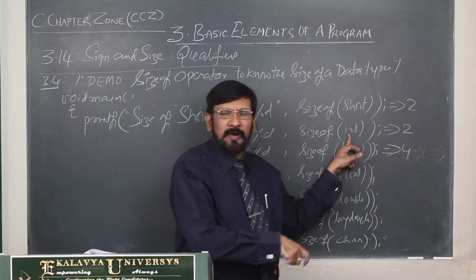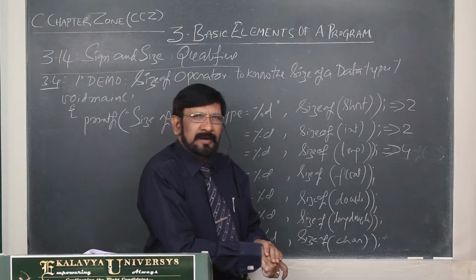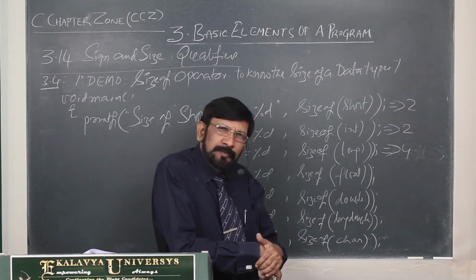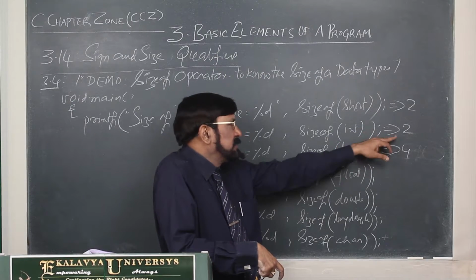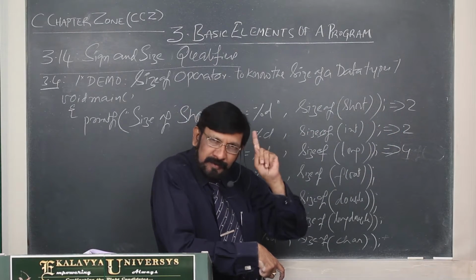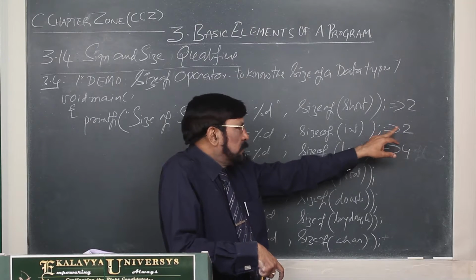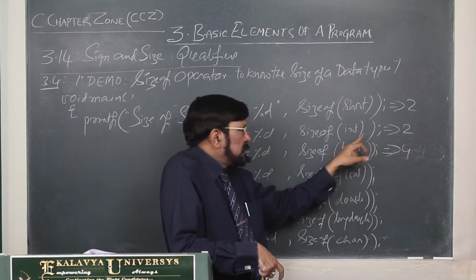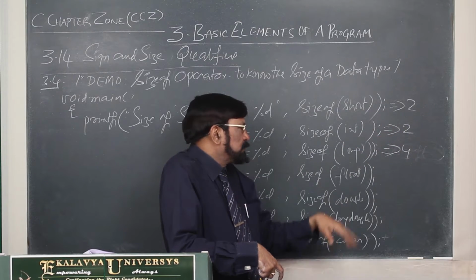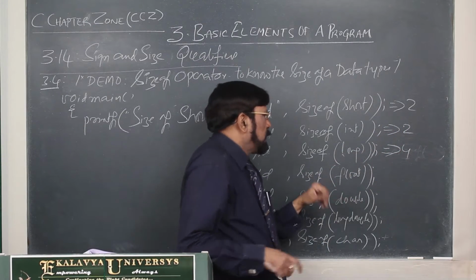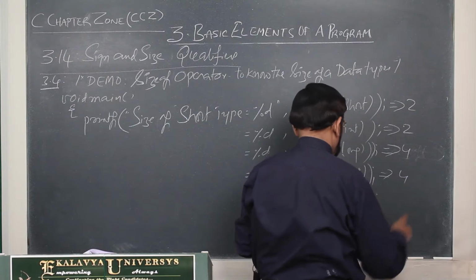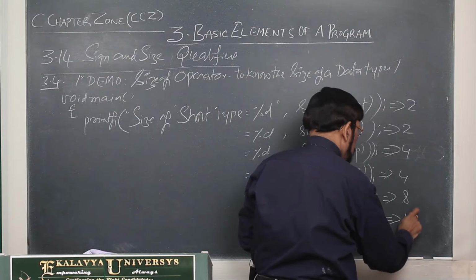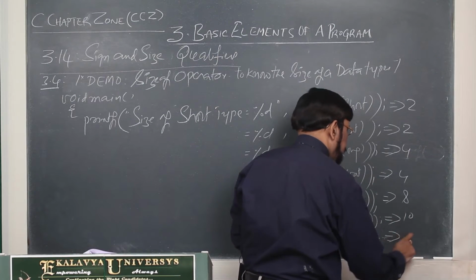In this context, one point I have to tell you: on a 16-bit compiler it is 2. On 32-bit compilers, int is 4. That point you must remember. So on 16-bit it is 2. On a 32-bit compiler, int size is 4, long 4, float 4, double 8, long double 10 bytes, char 1 byte.